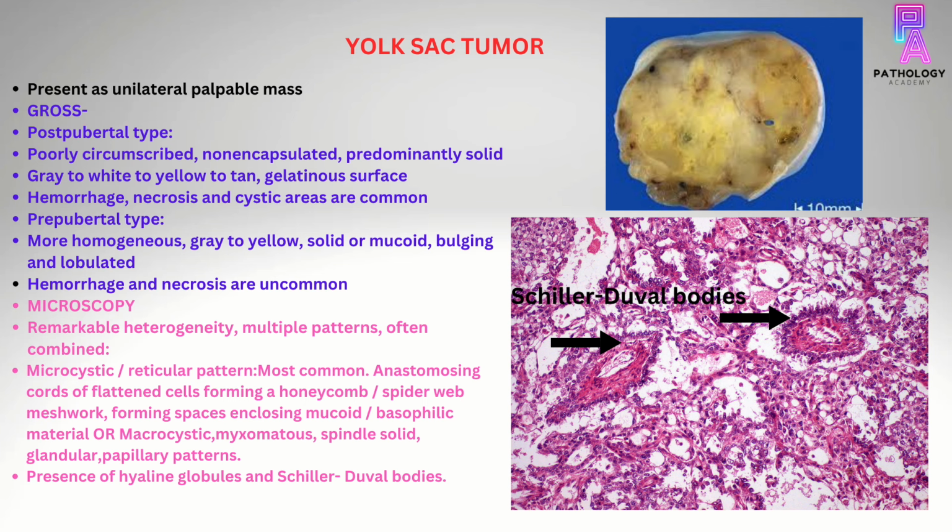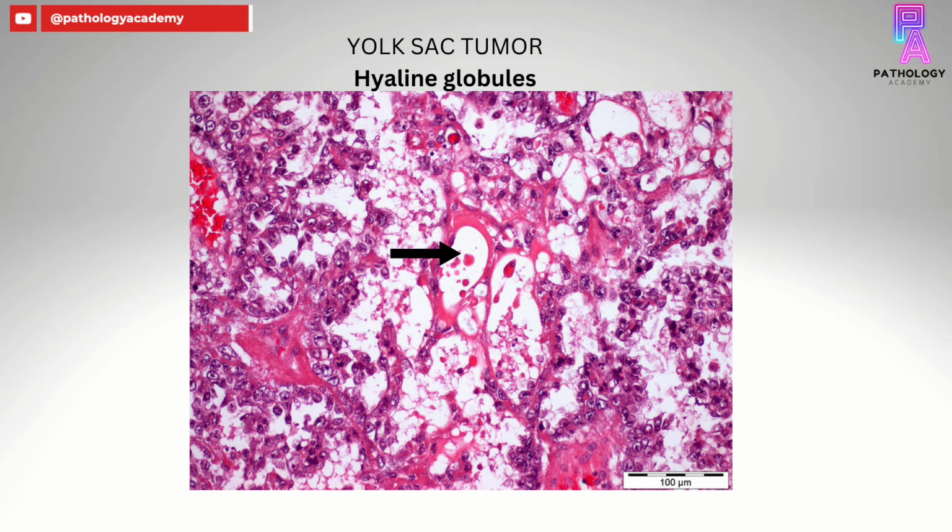The Schiller-Duval bodies are papillary structures which are around a vessel and are composed of multilayered sheets of columnar to cuboidal epithelial cells, tumor cells. A distinctive feature of yolk sac tumor is the presence of structures resembling primitive glomeruli, so-called Schiller-Duval bodies, and the presence of hyaline globules, which contain alpha-1 antitrypsin and alpha-fetoprotein, which can be demonstrated by IHC techniques.